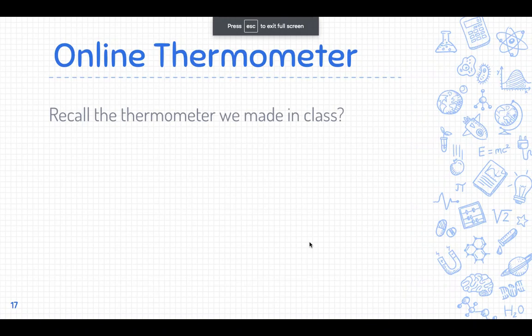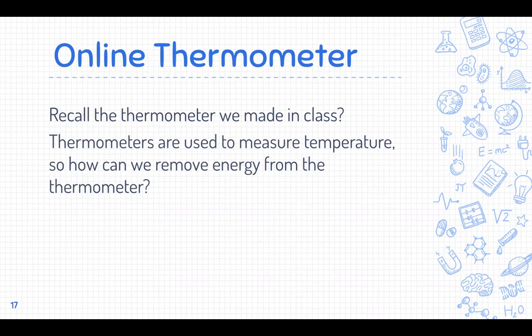So our online thermometer. We made a thermometer in class. It was when we had our vials with the blue water, the stopper, and our plastic tube on top. So in that, the thermometers are used to measure temperature. So how can we remove energy from the thermometer? In class, when we put it in our hot water, it went up the tube. And when we put it in the cold water, it went down the tube.